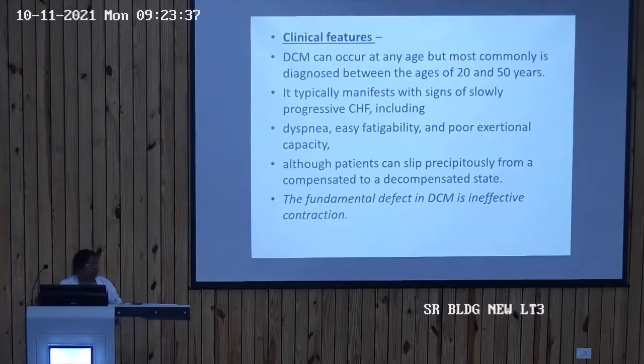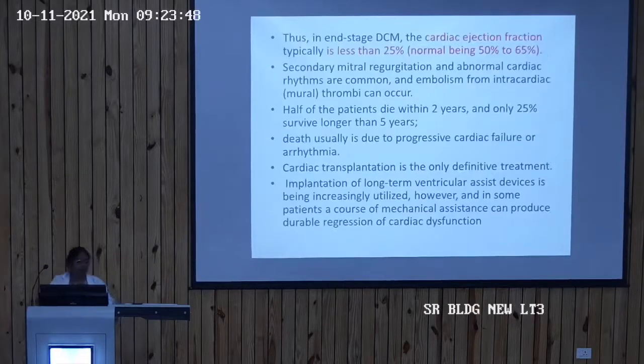The fundamental defect in this is inefficient contraction. The heart cannot contract properly. When it cannot contract properly, the ejection fraction is less than 25%. Normal is 50 to 65%. What is ejection fraction? It is the amount of blood that is ejected from the ventricles in proportion to the blood that was present before systole. So what amount of blood is ejected during systole? Normally it is more than 50 to 65%. In this it comes down to less than 25%. So most of the blood remains in the ventricle itself, causing its dilatation.